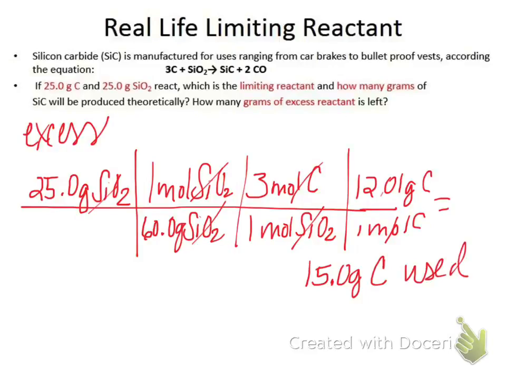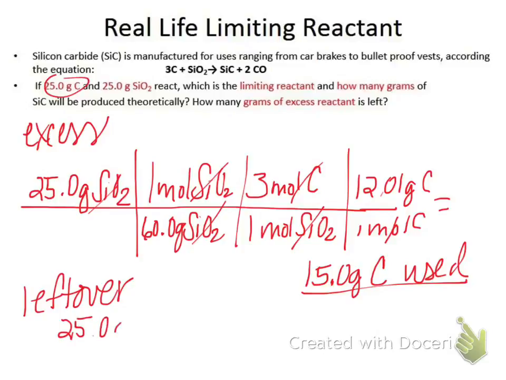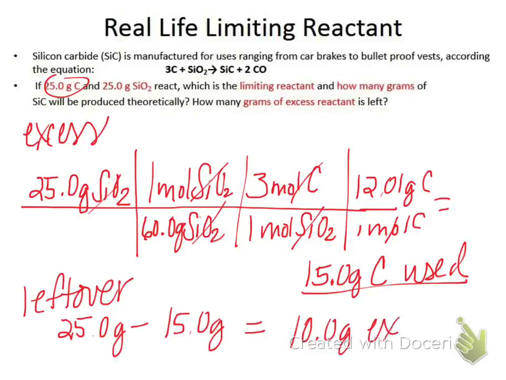But that's how much we use. That's not how much is left over. So in order to get the leftover, we're simply going to do a subtraction problem. We start with the original amount, 25 grams, and subtract the 15 grams that we used up, and that leaves us 10 grams of excess carbon. So we would have 10 grams left over, and that would be the answer.